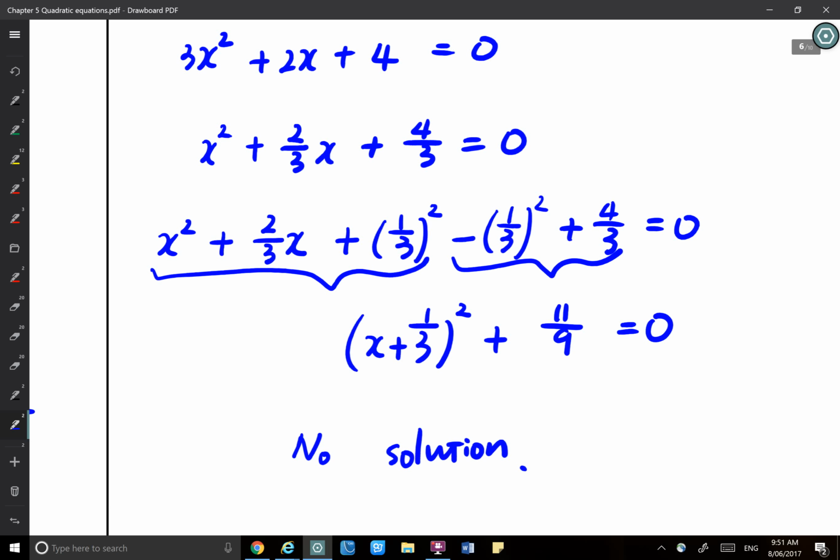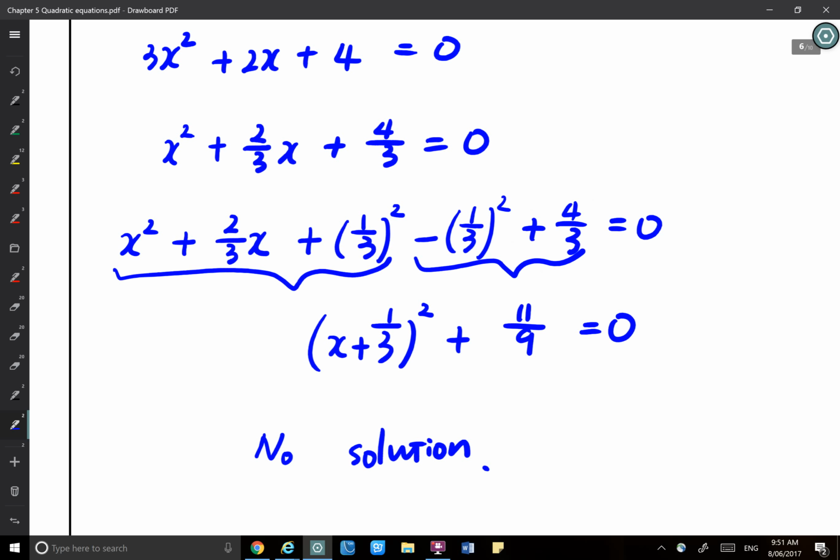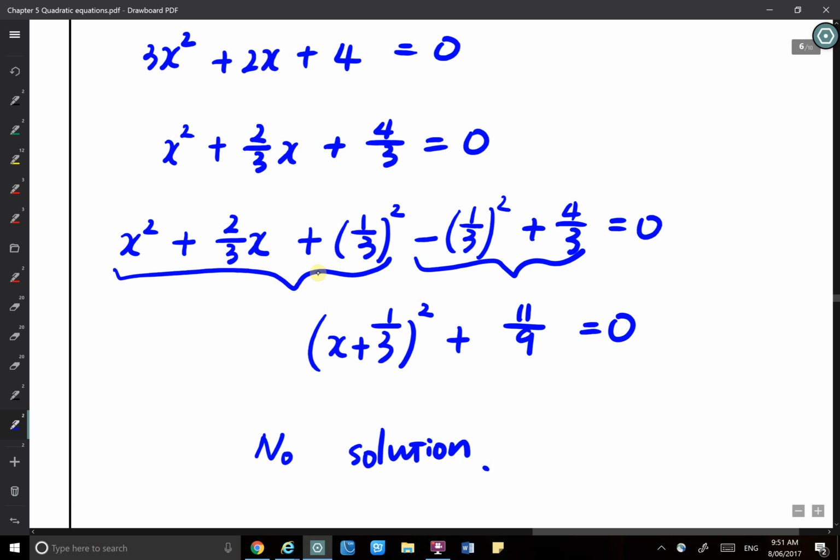11 on 9. No, you square that, that would be 9. Wait, this number is 1 on 9, and I want to make the same denominator. Times 3 on both top and bottom, 12 over 9.